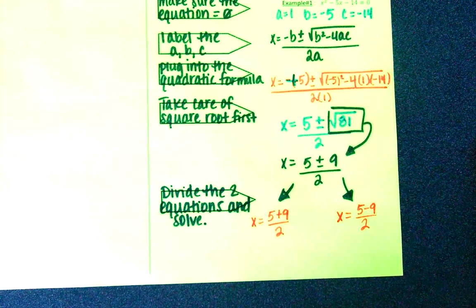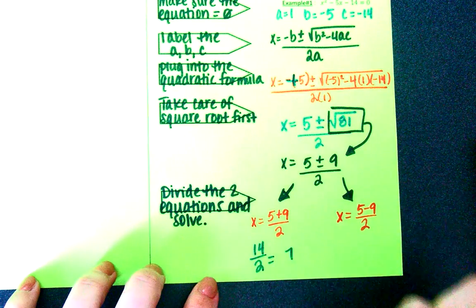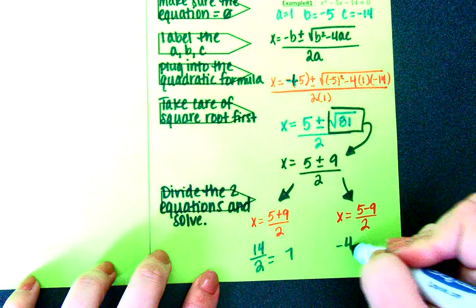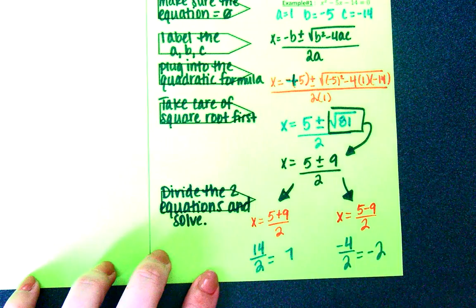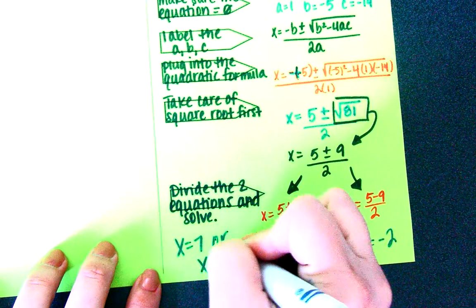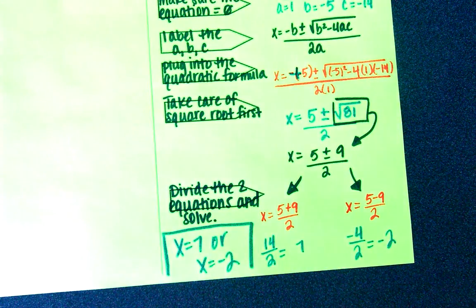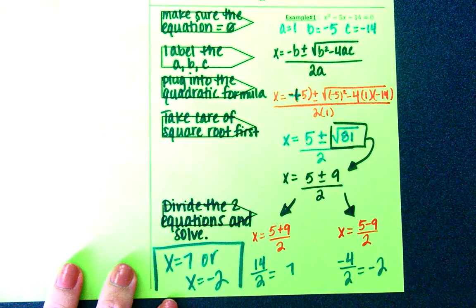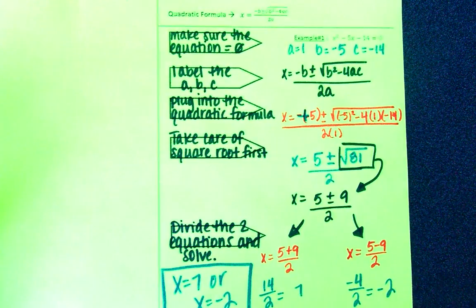Well, 5 plus 9 is 14. So you have 14 divided by 2, which is 7. 5 minus 9 is negative 4 divided by 2, which is negative 2. Those two are your answers. So your answer is x equals 7 or x equals negative 2. That there is your answer. So again, it's just a matter of plugging in your numbers correctly. Again, this formula will be given to you. It does not have to be memorized. All right, turn it over. We're going to work through some more examples.